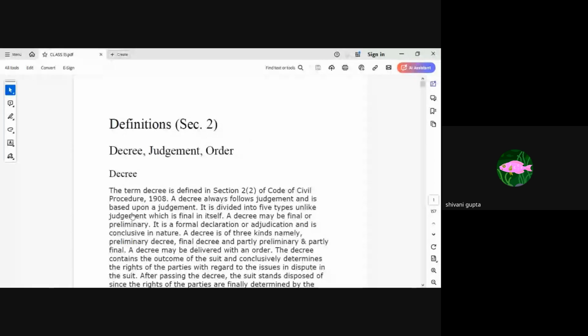I think the screen is visible. I am just running the same file that has been shared with you all. Yes, and this is the file. You can go through the file whenever you are free. Now we will start discussing as per the schedule. First topic is the hierarchy of the courts. The file contains each and every important topic that is being discussed in the list or the index provided. So first of all is the hierarchy of the courts.